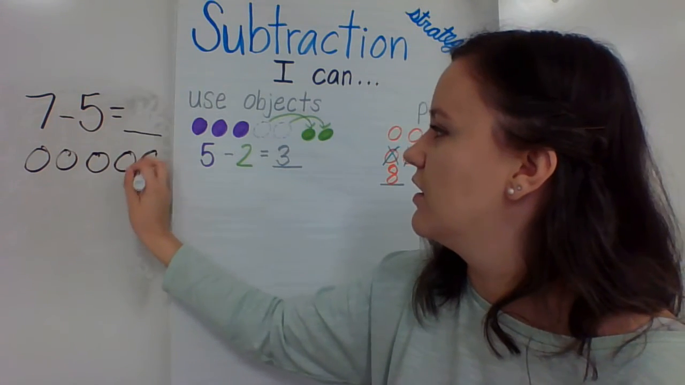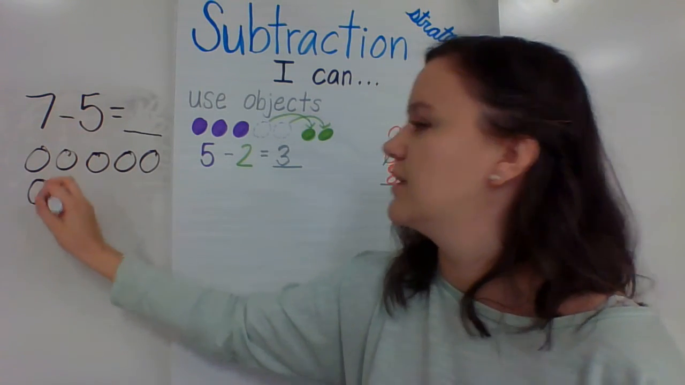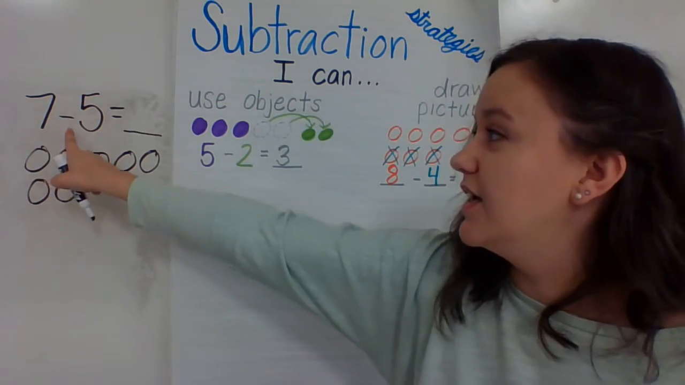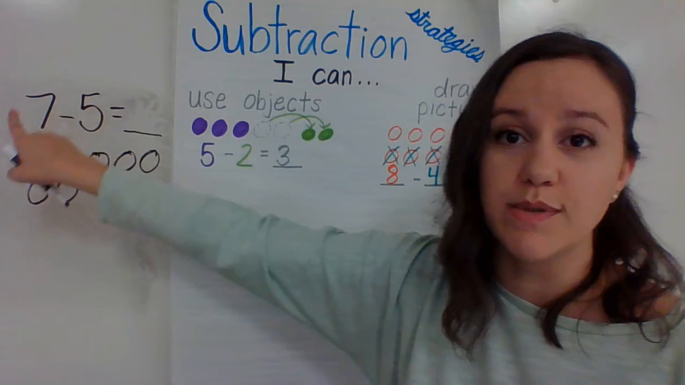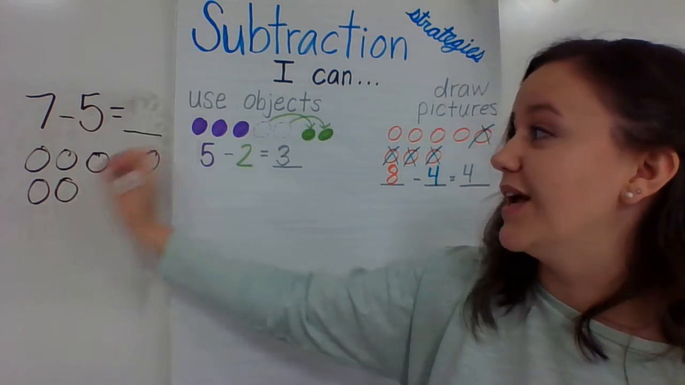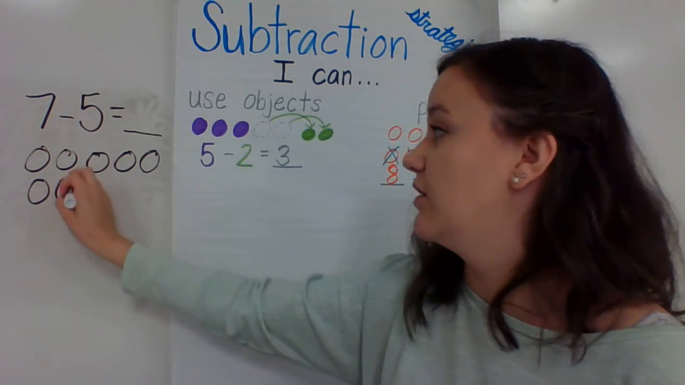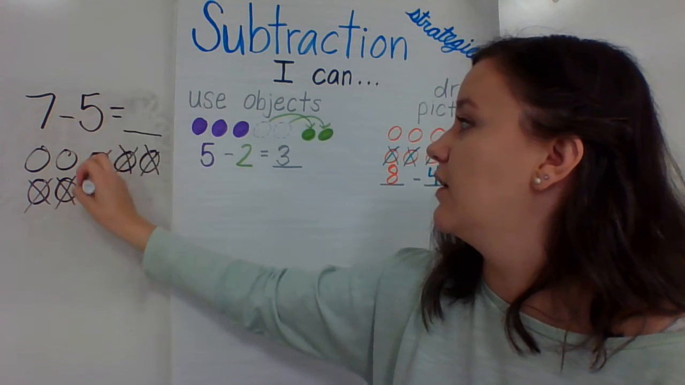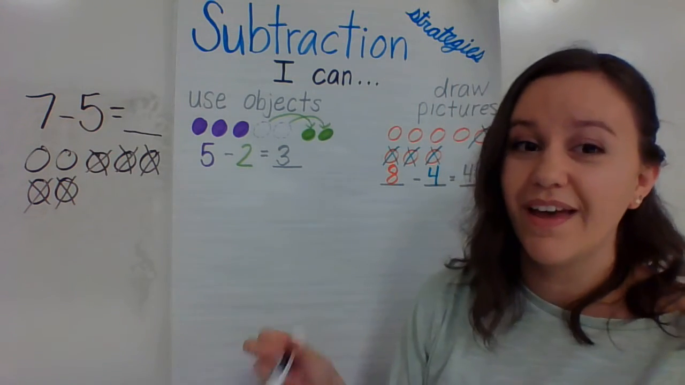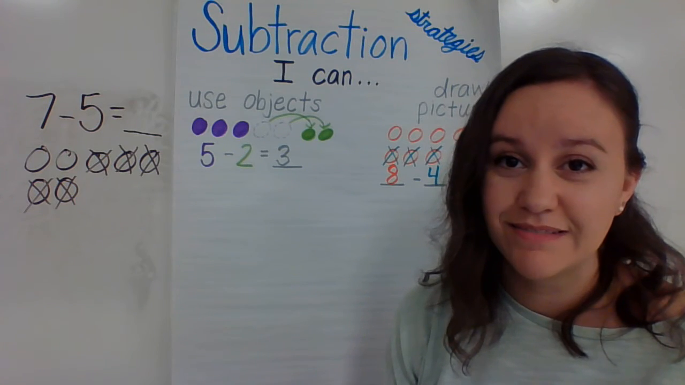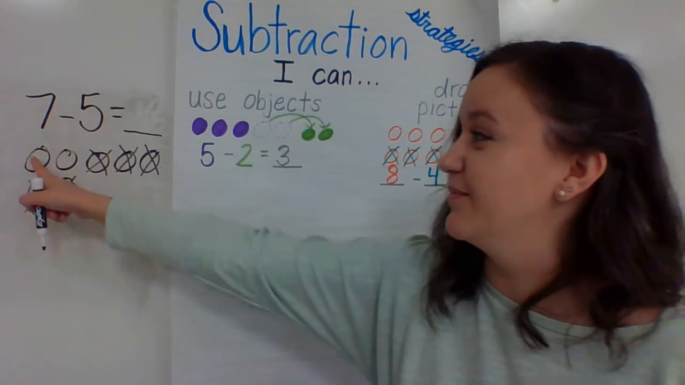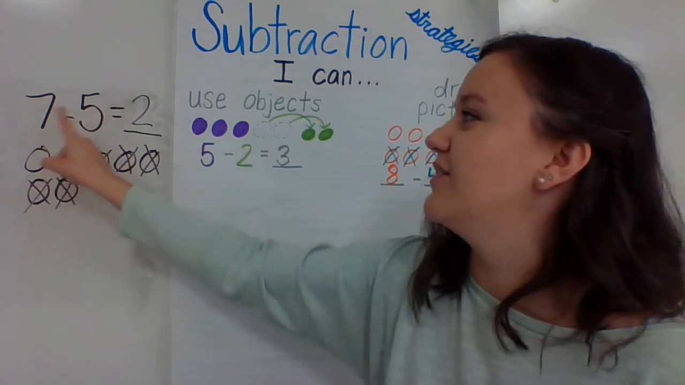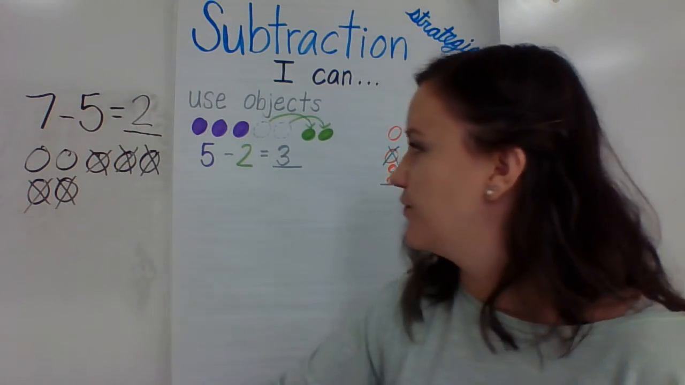1, 2, 3, 4, 5, 6, 7. So that's the number I'm starting with. And it says minus 5. So I'm subtracting 5. So now I need to cross 5 of these out. 1, 2, 3, 4, 5. How many are there left? 1, 2. So 7 minus 5 equals 2.